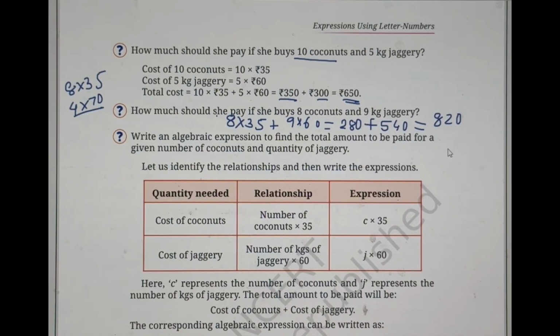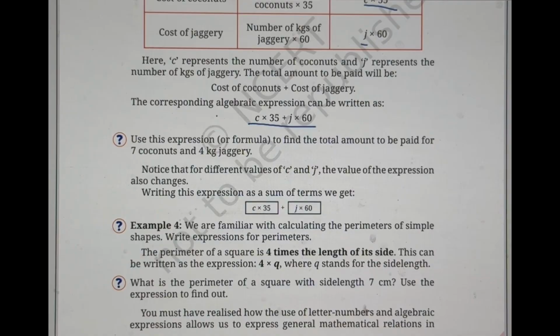Now what have they done? They are trying to write the number of coconuts as C. They are trying to frame an expression. And the number of kgs of jaggery is J. C for coconut, J for jaggery. The cost of coconut was 35, so C into 35. Jaggery was 60, so J into 60. If you want to find the total of both, it is C into 35 plus J into 60. That is very easy for you to remember and understand, such an expression: C into 35 plus J into 60.